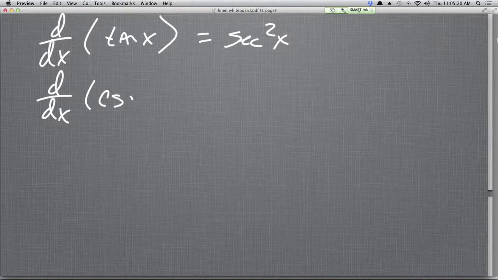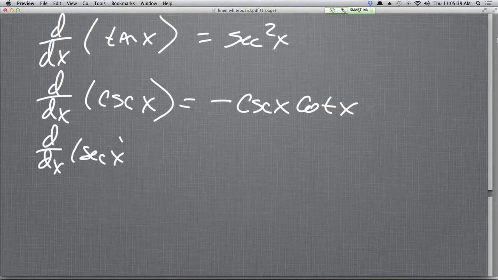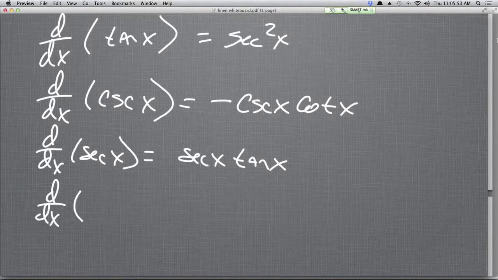Next, let's find the derivative of cosecant, and the derivative of cosecant is negative cosecant times cotangent. The derivative of secant is secant times tangent. And that leaves me with the derivative of cotangent. Any guesses on the derivative of cotangent?